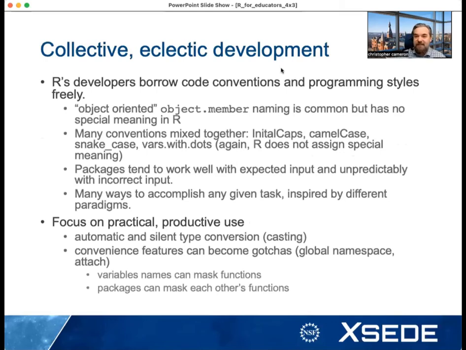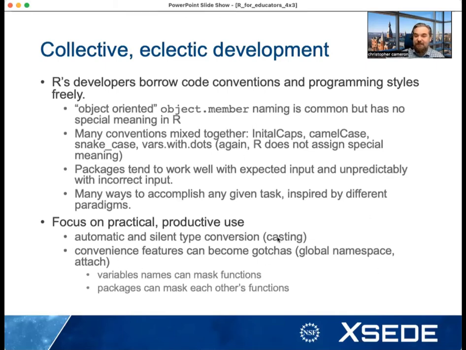R has collective and eclectic development. It means that R's developers will borrow code conventions and programming styles freely. You'll see a mix of conventions when you look at R code. It also means that because different people want R to work different ways, you'll probably find that there are many different ways to accomplish any particular task in R. You'll do some research, maybe you'll Google about how to do something in R, and you'll find two different sources. They'll be contradictory, but they'll both be true because that's how R works.